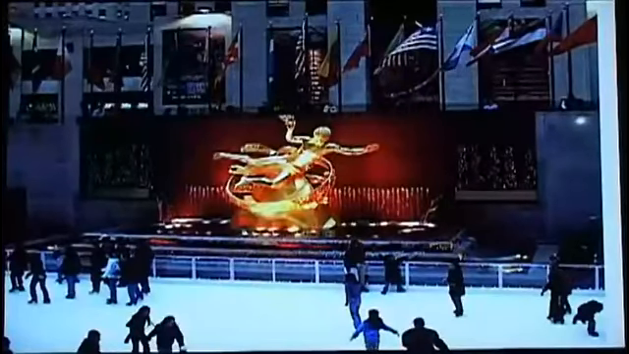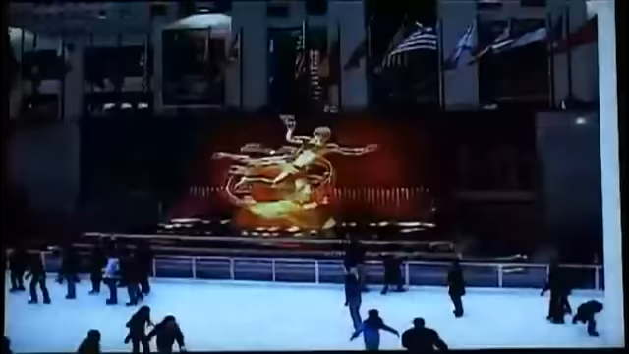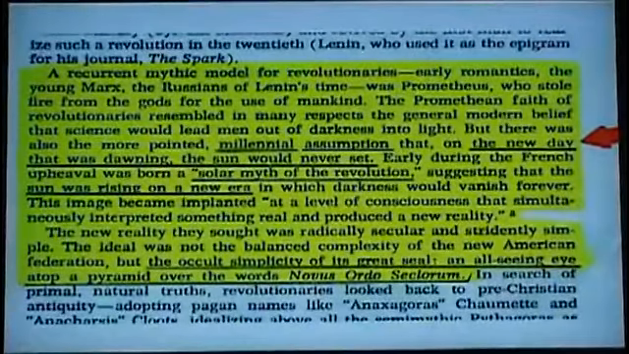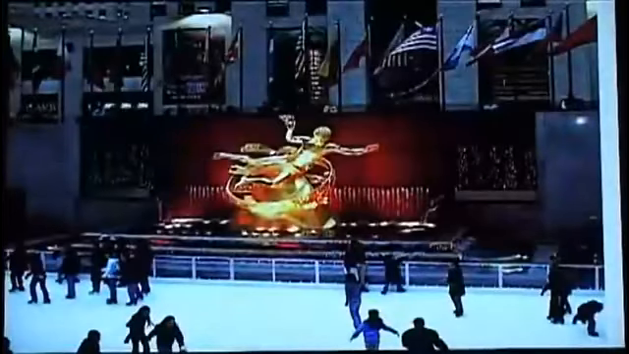That's why they are the Illuminati, the illuminated ones. So I want to draw your attention to the top part again. It says a recurrent mythic model for revolutionaries, early romantics, young Karl Marx and Russians of Lenin's time was Prometheus. Well, so it is today.